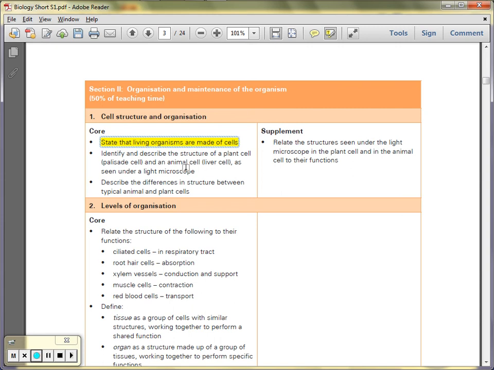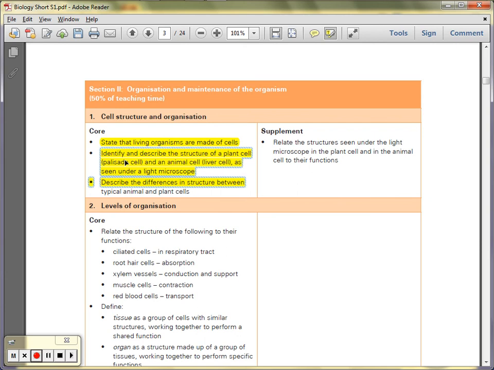Moving on. Identify and describe the structure of a plant cell and an animal cell as seen under a light microscope. Light means the type of microscope, not that it's not very heavy, okay? So identify a plant cell and an animal cell as seen under a light microscope. Please note, they specify the type of cell you should be looking at.